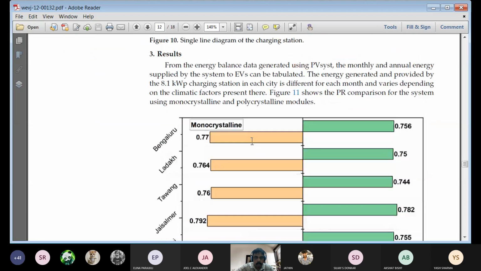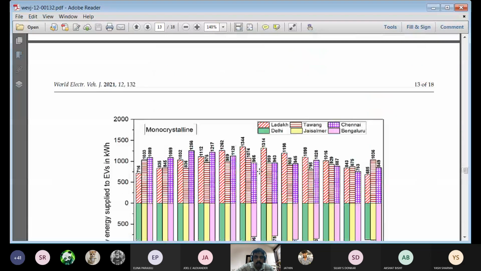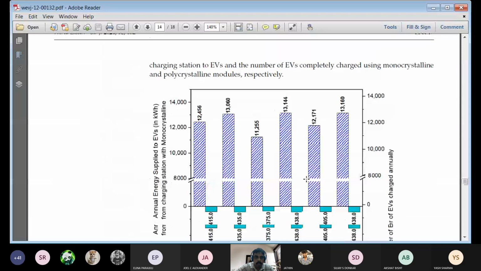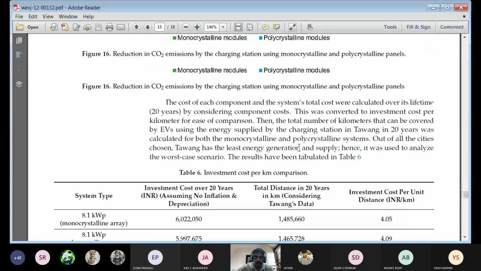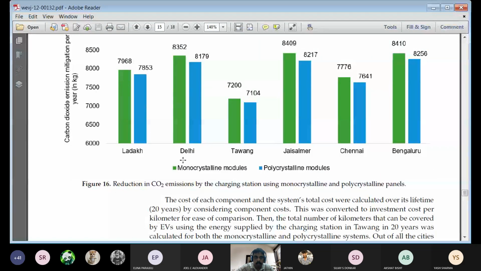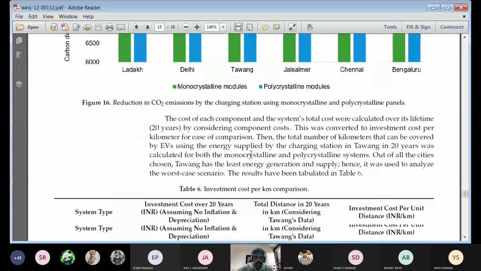So this is the one example I am saying. Like that, many examples you can take. Different types of solar panel. What is the effect? Polycrystalline, monocrystalline.